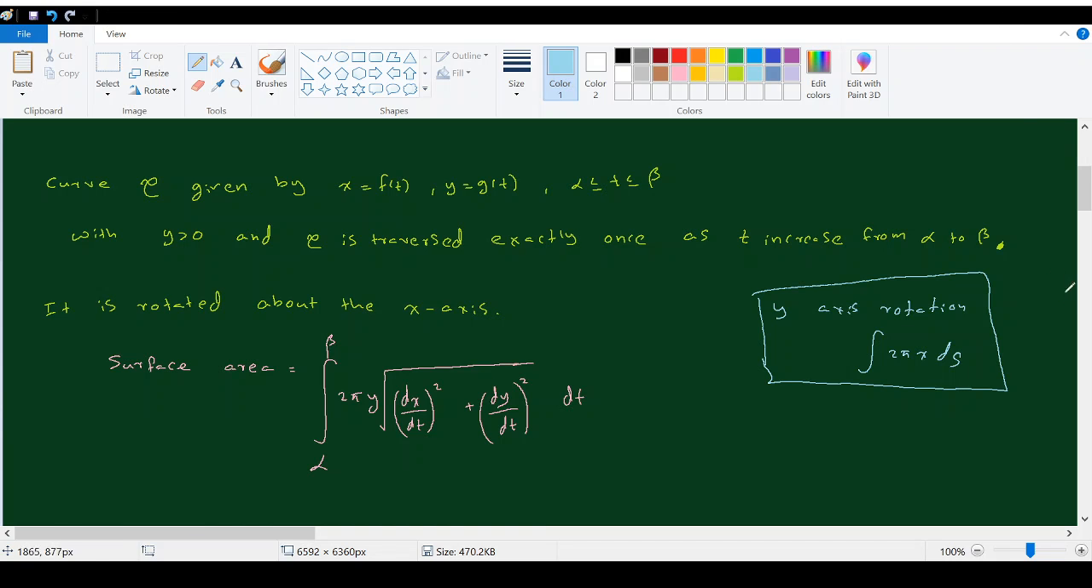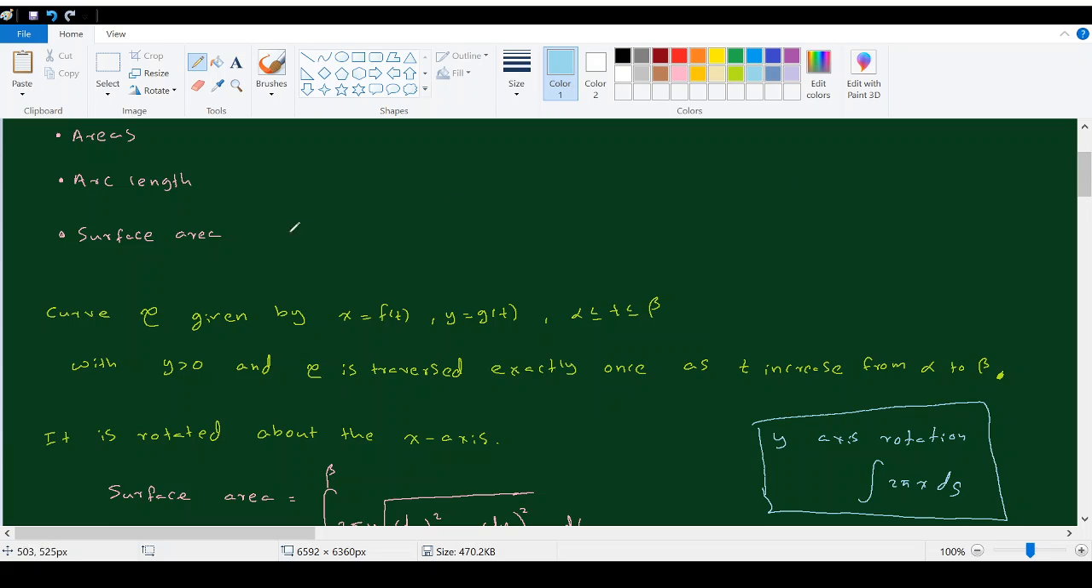Finally, let's move on to surface area calculation. Remember in section 8.2.5 we learned some methods to compute the surface area when a certain object or a certain curve is rotated across the x-axis, as well as when it is rotated across the y-axis.